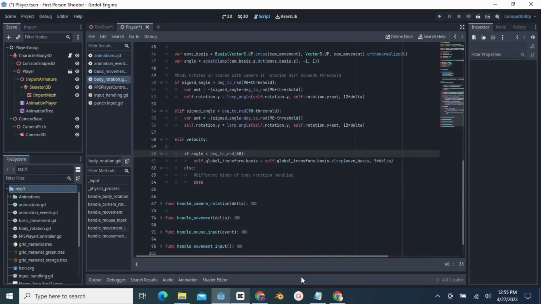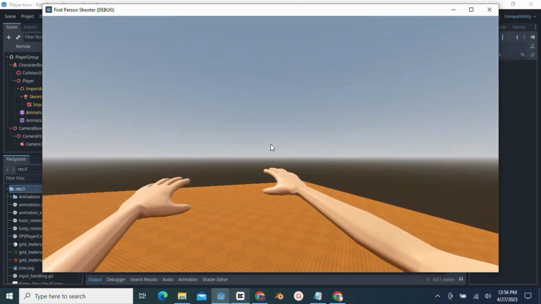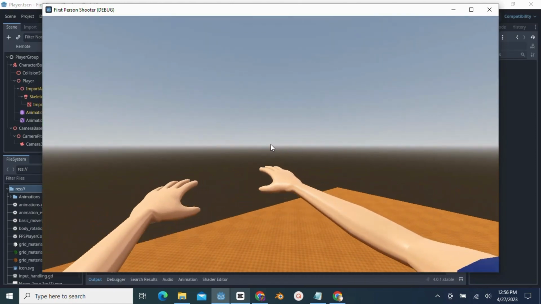Now let's build the game and try everything out. And look at that, the body rotates the way we described, and when we move forward, the body rotates to align with the move direction.